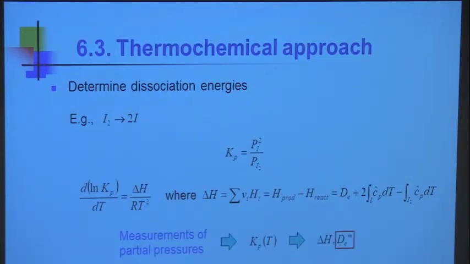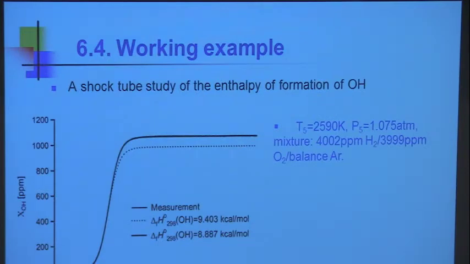So what does that mean? That means if you do an experiment at known temperatures and you measure the partial pressures, you've determined delta H, which essentially is the dissociation energy. So you can use this, and it actually turns out to be a really interesting strategy. I'm going to show you how we came onto this problem.